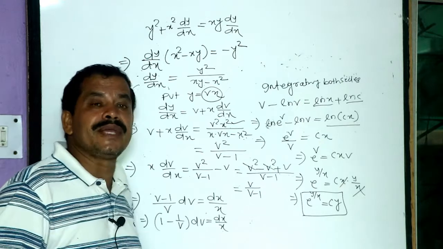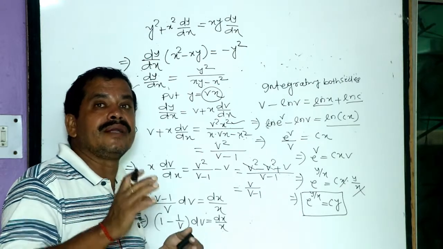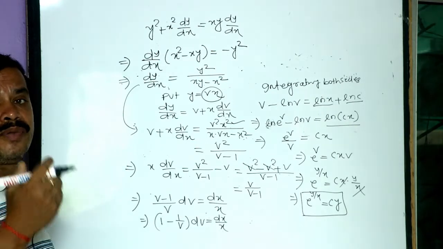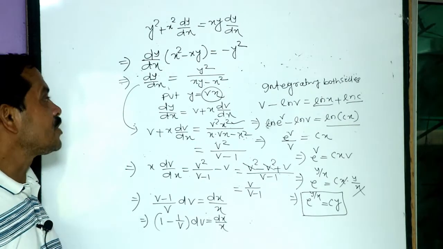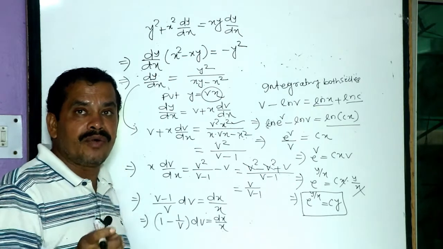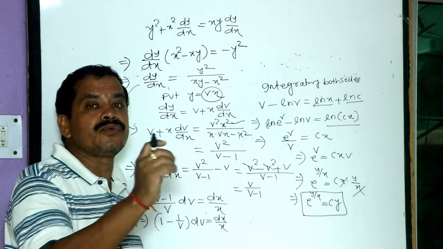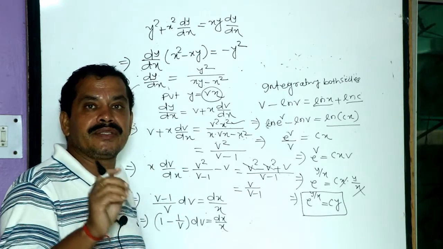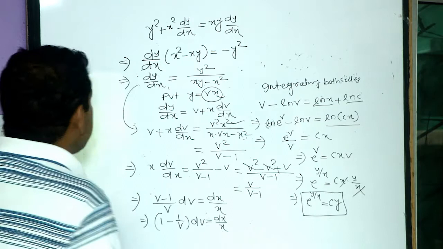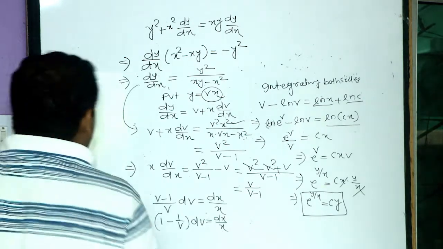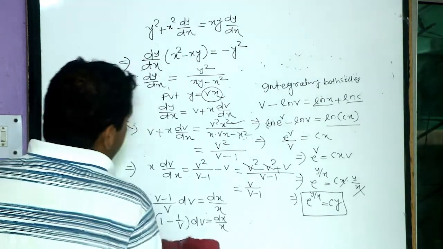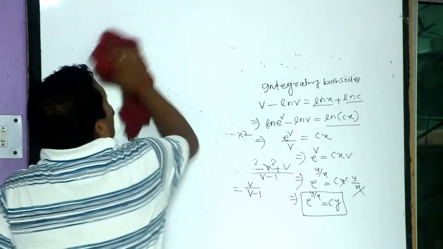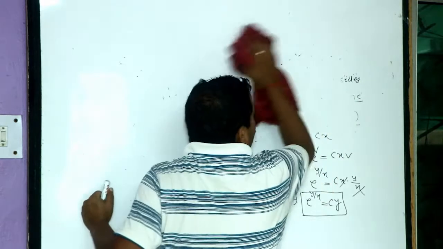Then after simplification, we will get two variables, one a function of v, another a function of x. Then you use the method of variable separation to integrate both sides. After the integration is over, you just put v as y by x. Then you will get the general solution of the homogeneous differential equation. This is how to solve the homogeneous differential equation, easily. Go through some more examples which can clarify your idea.